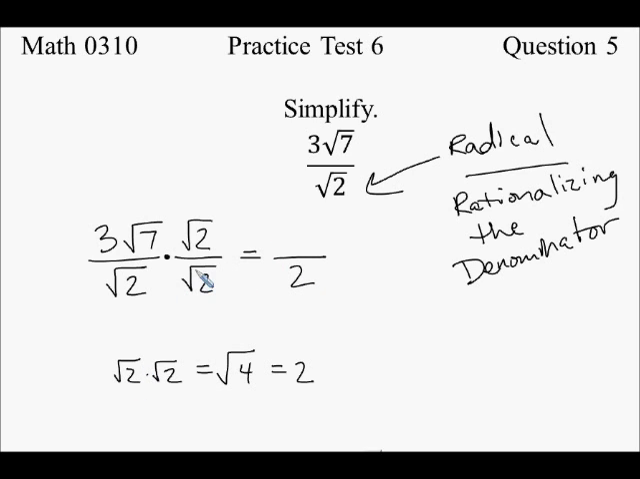Now we have 3 square root 7 times square root 2. Using the product rule again, we multiply 7 and 2, so we get 3 times the square root of 7 times 2, which is 14. So 3 square root 14 over 2, and that is answer choice B.